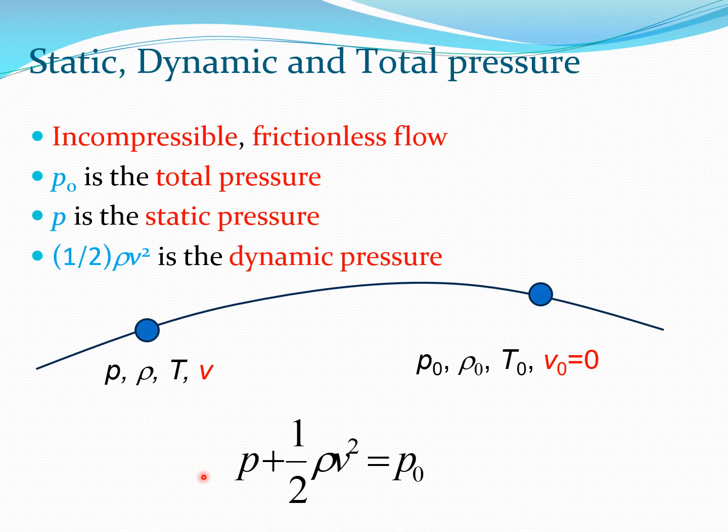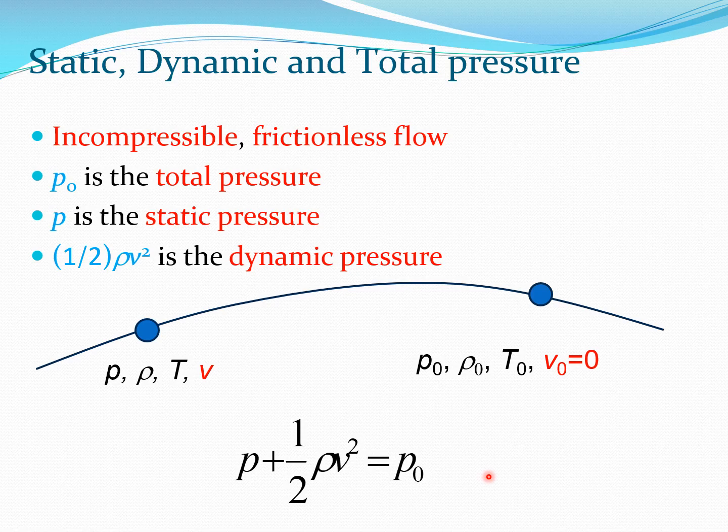So we can write the equation as P plus half rho V square equal to P0. So P is this point, V is this point, and then P0 is the pressure when the velocity has come to 0. So the right hand side simply has the P0 term. It doesn't have any velocity term because velocity is 0.